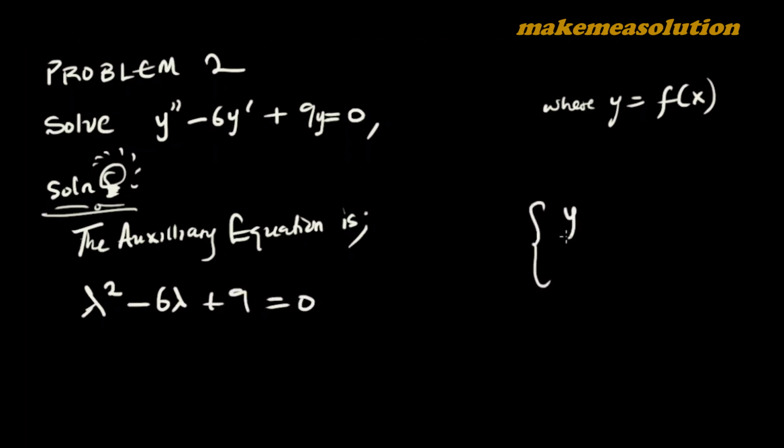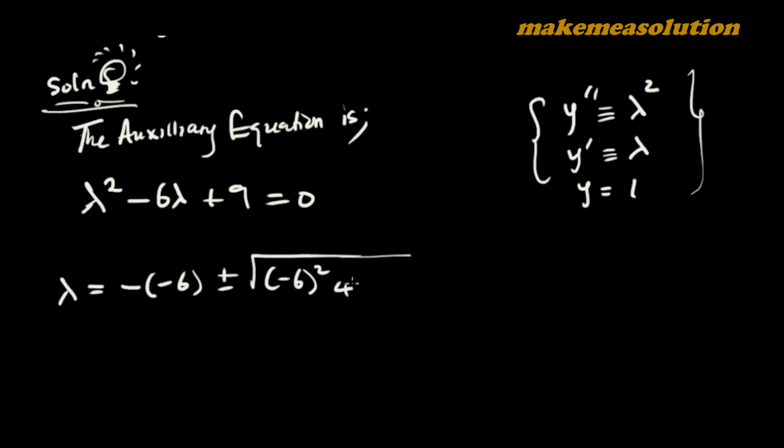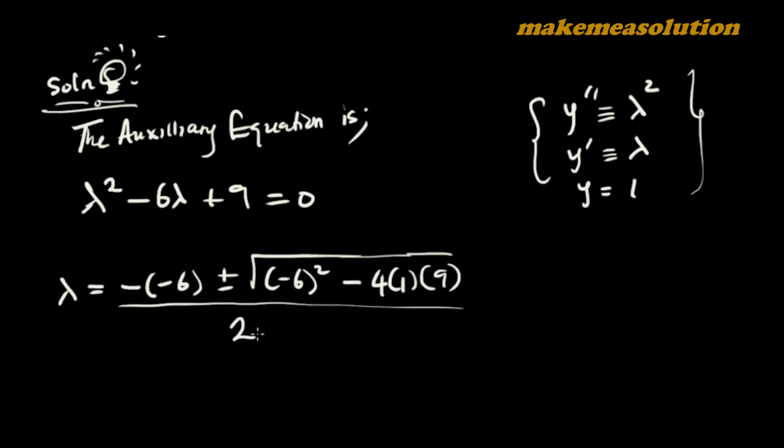So the trick is replace every y prime prime with lambda square, replace y prime with lambda, and replace y, since it has a 0 derivative, with 1. So this is the trick for getting the auxiliary equation very quickly. After getting the auxiliary equation, I can now solve using the quadratic formula. Lambda is equal to minus b, minus minus 6, plus or minus the square root of b squared minus 4ac, which is 6 squared minus 4 times 1 times 9, all over 2a, 2 times 1.